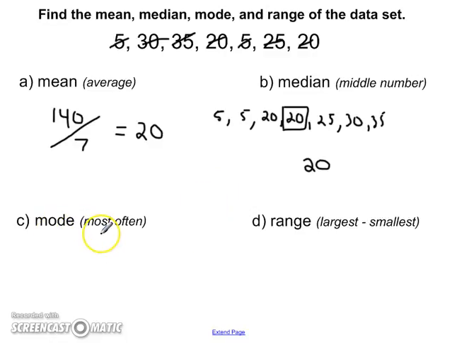The mode is the number that happens the most often. In this particular case, we have 2 of them. We have 5 because it happens twice. We have 20 because it happens twice. And those 2 numbers happen more often than any of the other numbers.